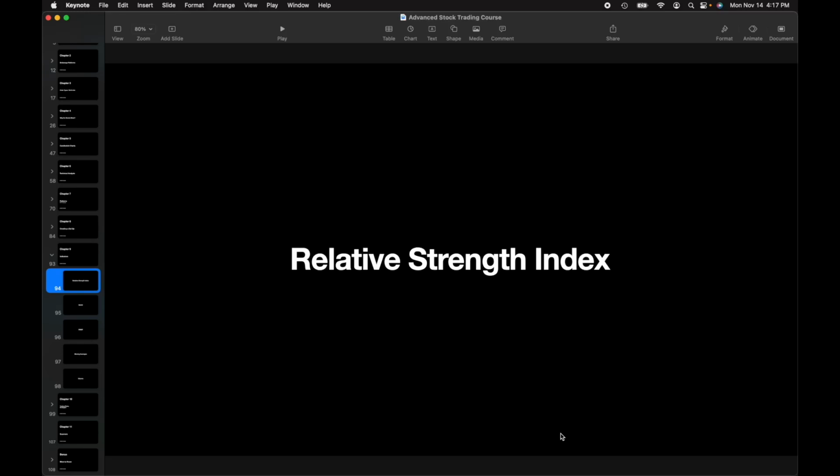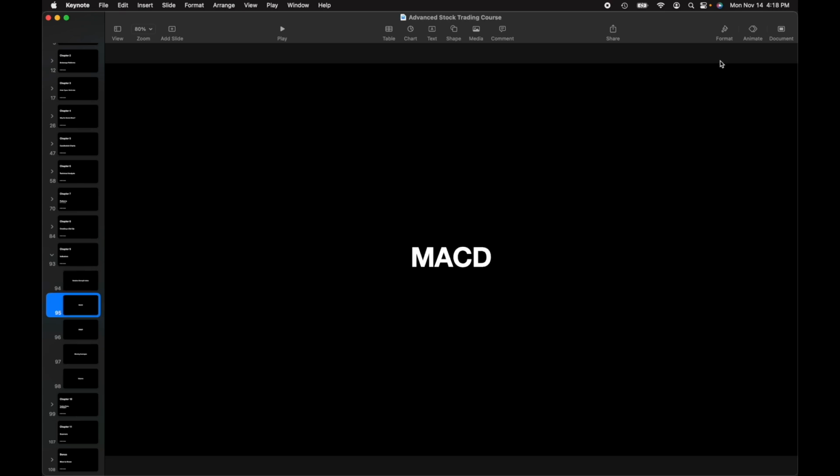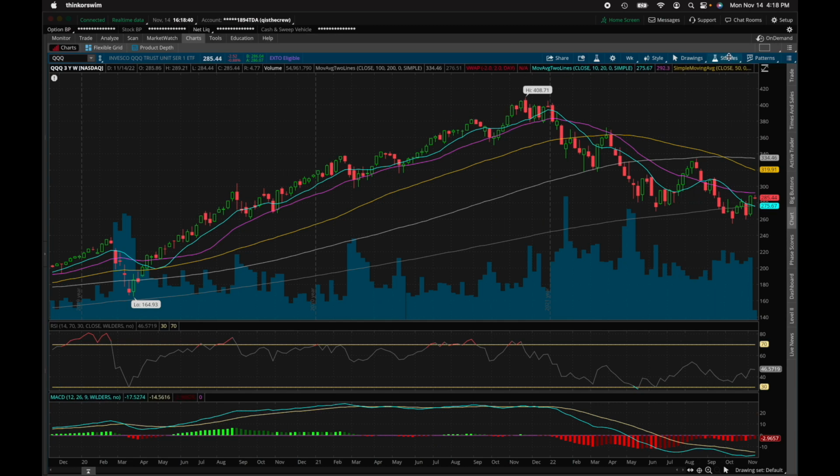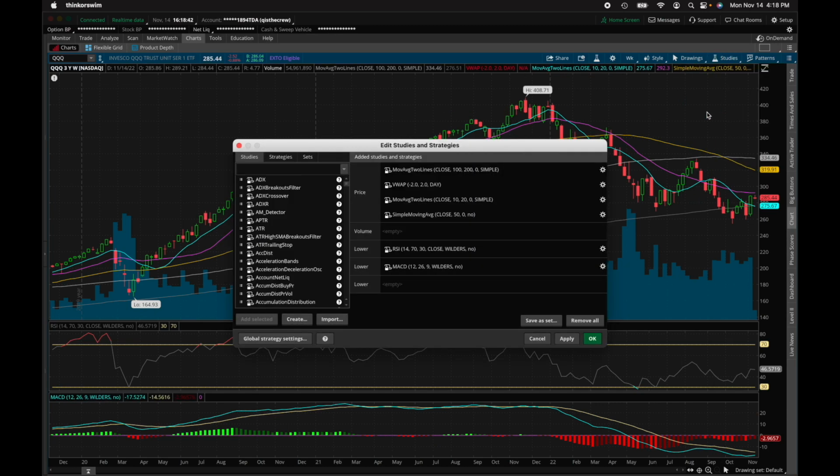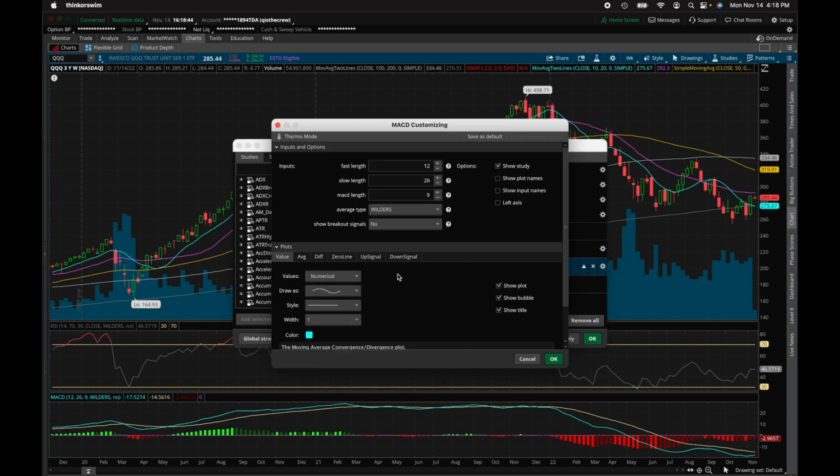Alright, so we've talked about the most popular indicator out there, which is the relative strength index. Now let's talk about the next most popular indicator out there. Let's talk about the MACD, which is on our charts set up this way. So we have to make sure we have the same settings, that way we follow each other along.